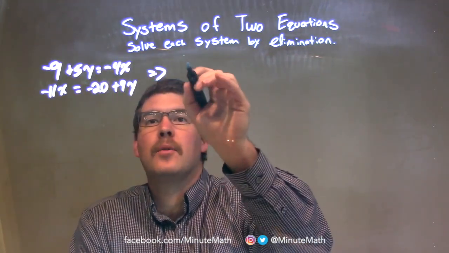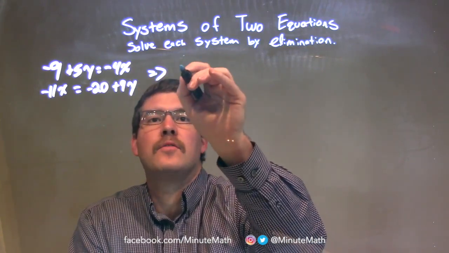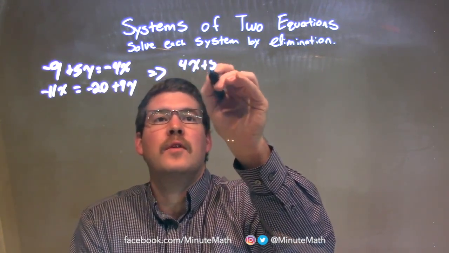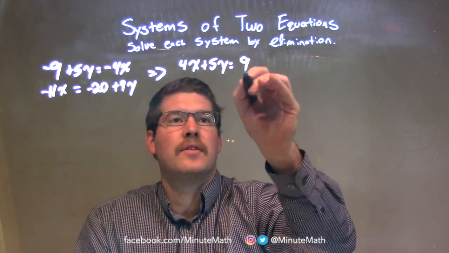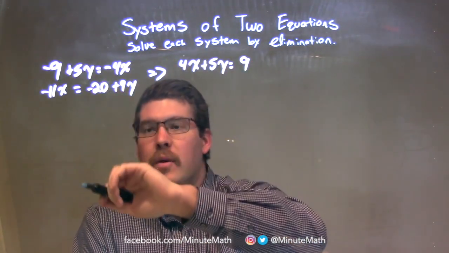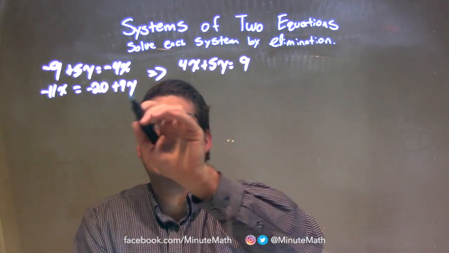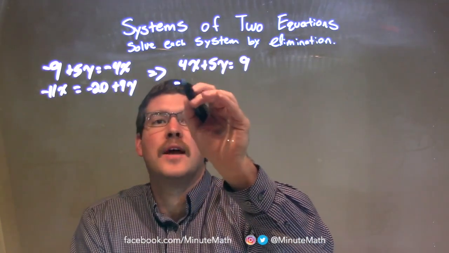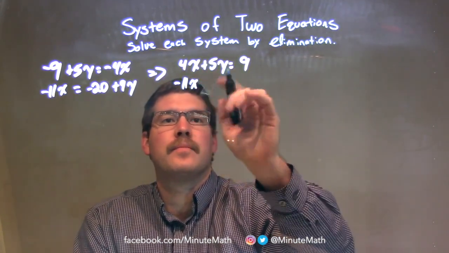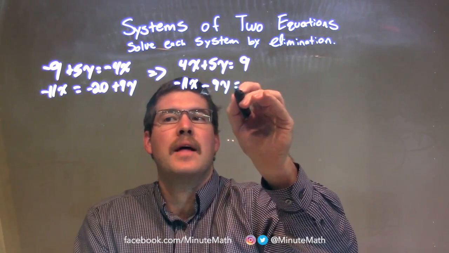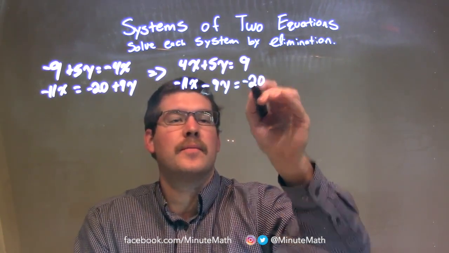So the top equation becomes, I'm going to add a 4x to both sides, so we have positive 4x plus 5y, and that's going to be equal to, if I add a 9 to the other side, a positive 9. The second equation, do the same thing. Subtract the 9y from both sides. So we have a negative 11x minus 9y, and that's going to be equal to a negative 20.